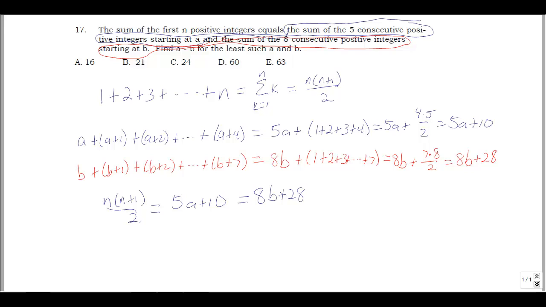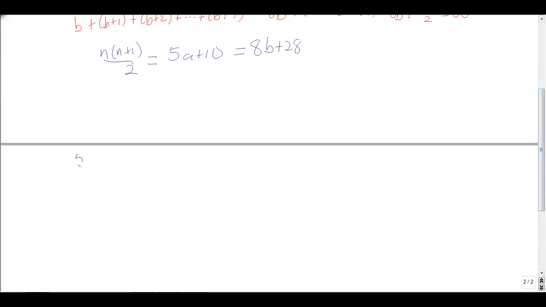I'm going to take the second equation, 5a plus 10 equals 8b plus 28, and solve for a. If I have 5a plus 10 equals 8b plus 28, I subtract the 10, which gives me 5a equals 8b plus 18. Divide by 5, and a is 8b plus 18 over 5. So I have an equation for a in terms of b.